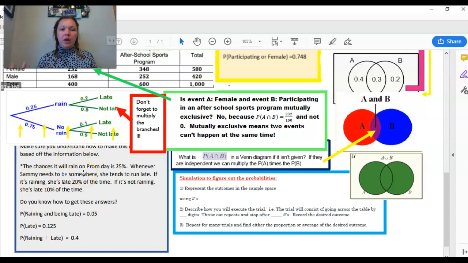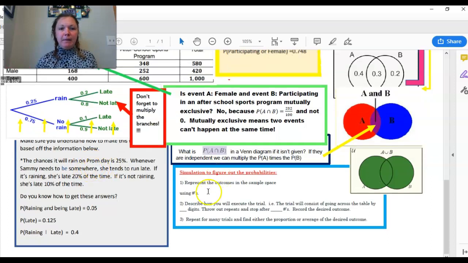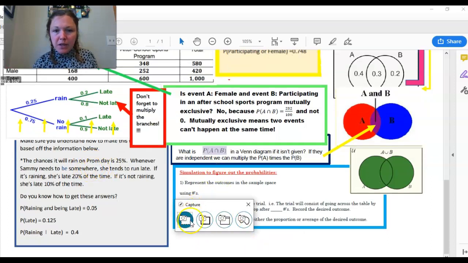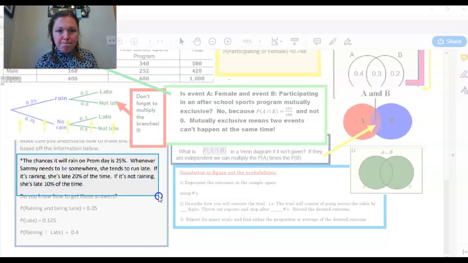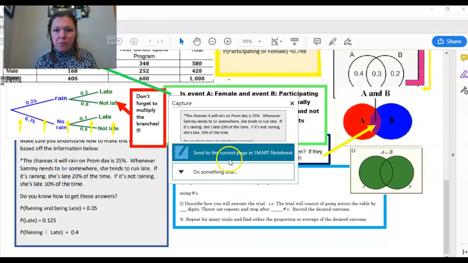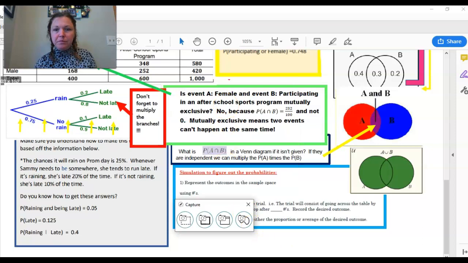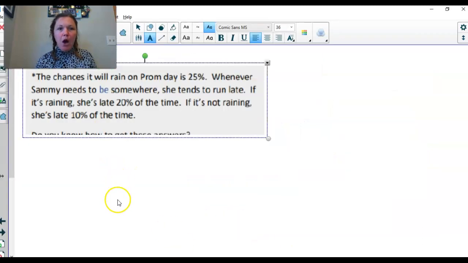So what you're going to do right now, let's see if I can do this. I'm actually going to go like this. I'm going to send it to a new page. Perfect. Okay, the chance it will rain on prom day is 25%. Whenever Sammy needs to be somewhere, she tends to run late. If it's raining, she's late 20% of the time. If it's not raining, she's late 10% of the time. Could you set up a Venn diagram with this situation?